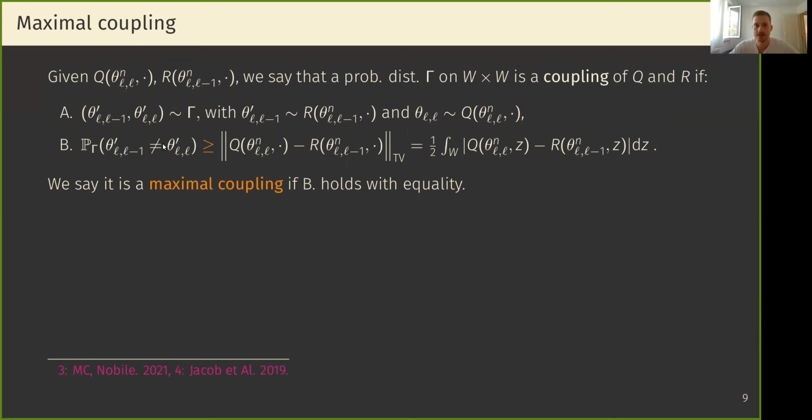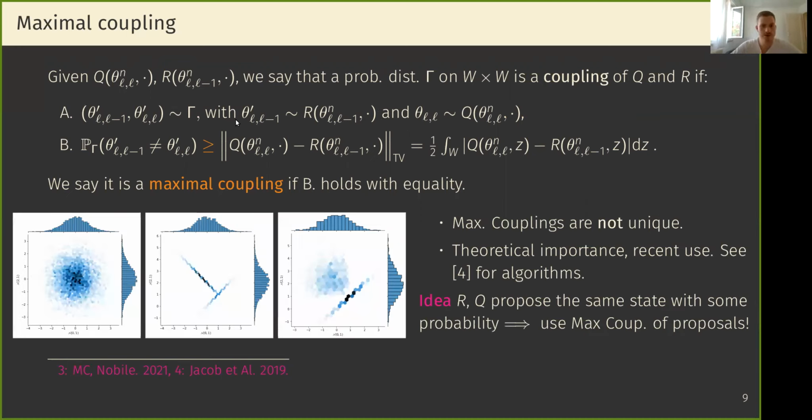with equality. Meaning that if Q and R are quite close to each other, if you think of them as Gaussians, then the probability of this joint sample being different is quite small, while at the same time sampling the right marginals. Here is an illustration of three couplings. It's worth mentioning that maximal couplings are not unique, and they exist under very weak topological conditions.